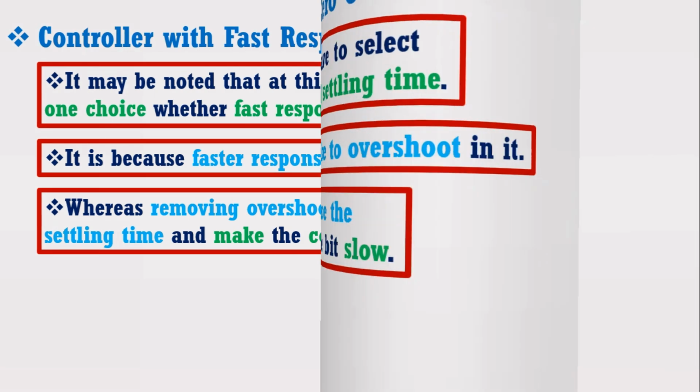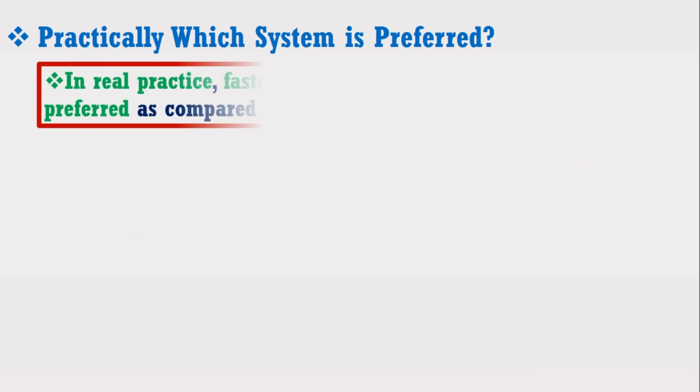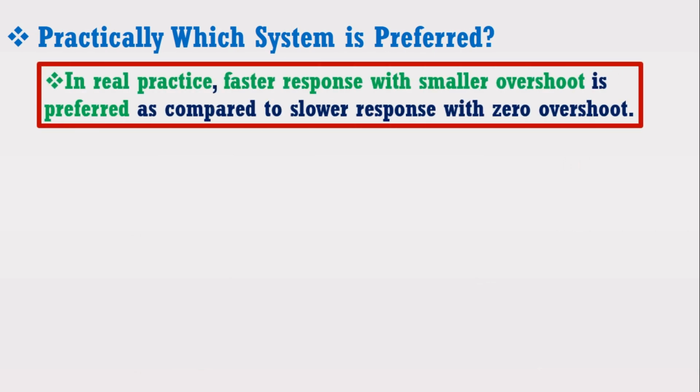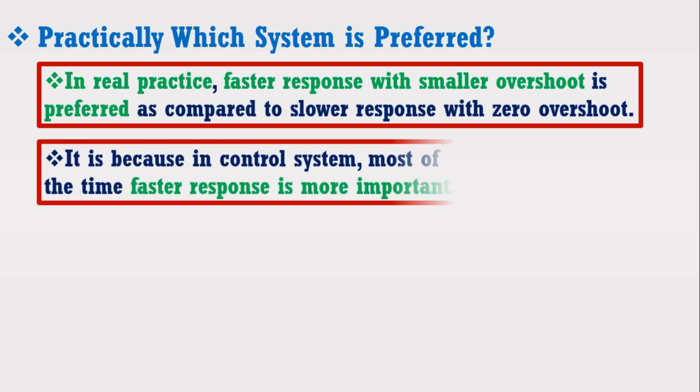Now the question may arise: in practice, which system is preferred? The answer to this question is that in real practice, faster response with smaller overshoot is preferred and acceptable as compared to the slower response with zero overshoot. It is because in control systems, most of the time faster response is more important. Therefore, now it depends upon your choice, what you prefer.